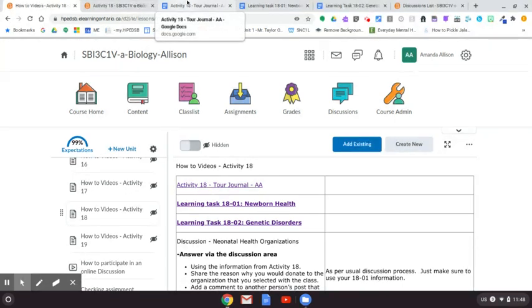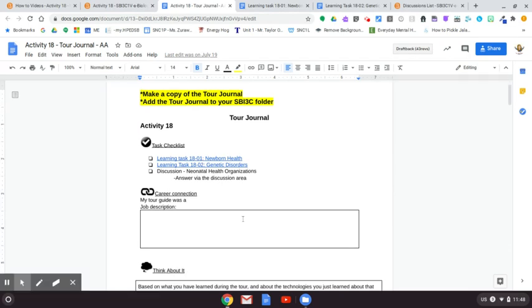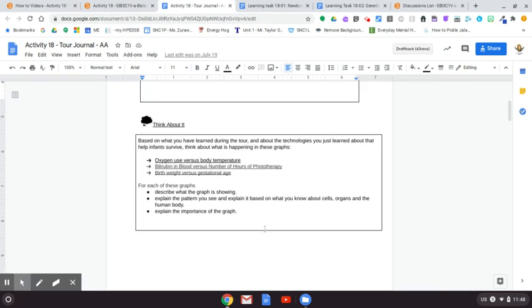So let's just have a look at this tour journal. I'll go through the assignments separate. So usual, you're going to do your career connection, but then the think about it one, this is out of the content area of the course, but it's kind of interesting. You're going to actually have to analyze some of the data that you get in these tables.